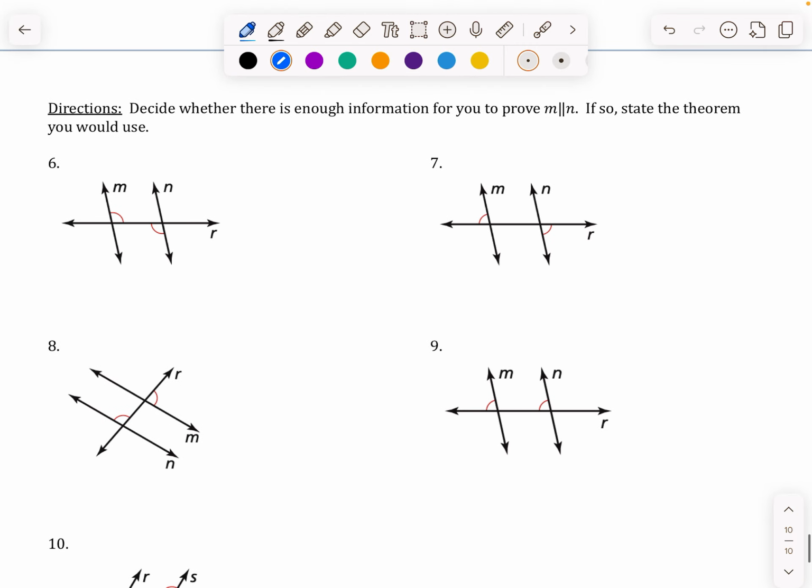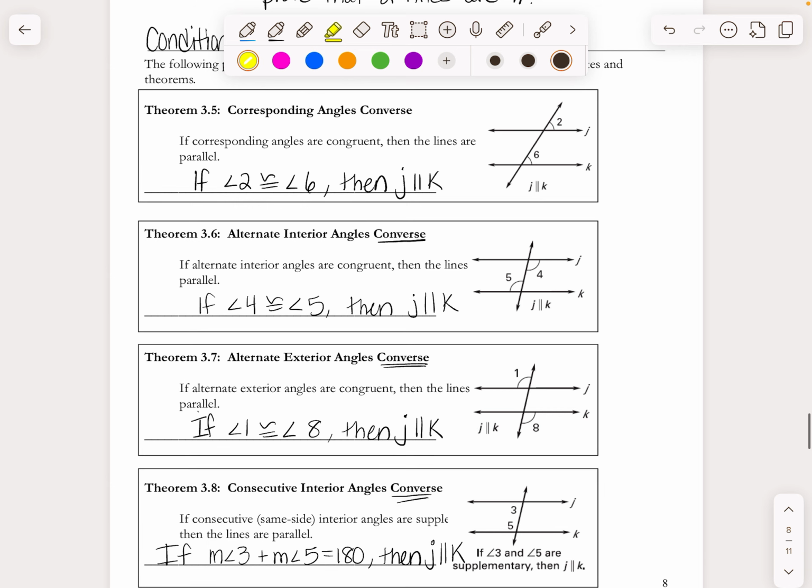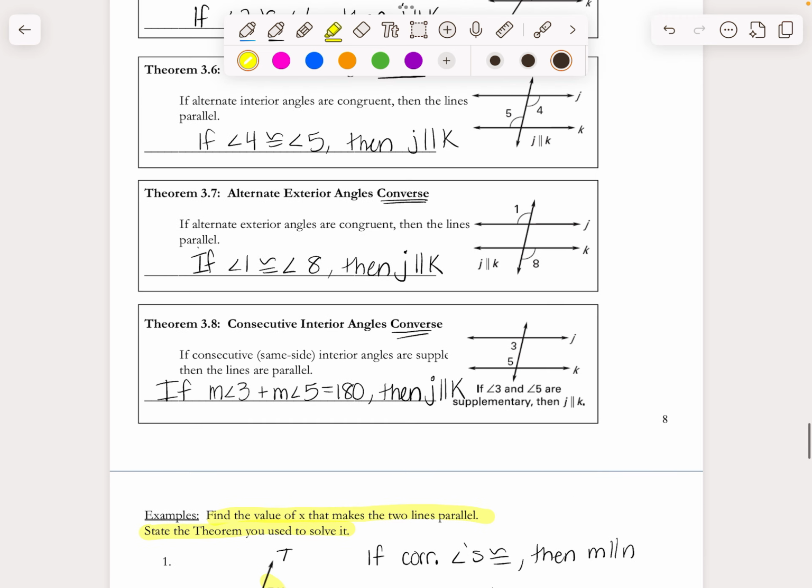Okay, so then just deciding whether or not there's enough information to prove that the lines are parallel means that we have to have one of these 4 cases. So you either have to have corresponding angles are congruent, alternate interior angles are congruent, alternate exterior angles are congruent, or consecutive interiors are supplementary.